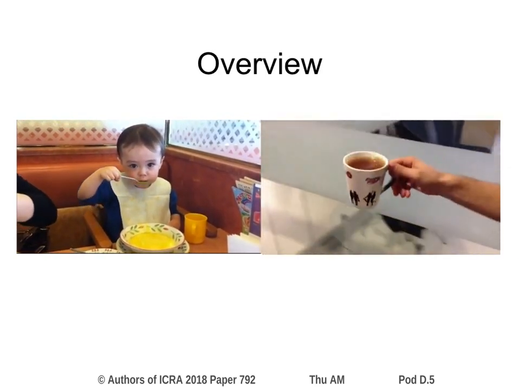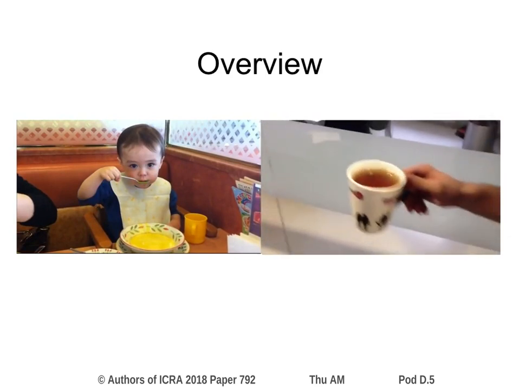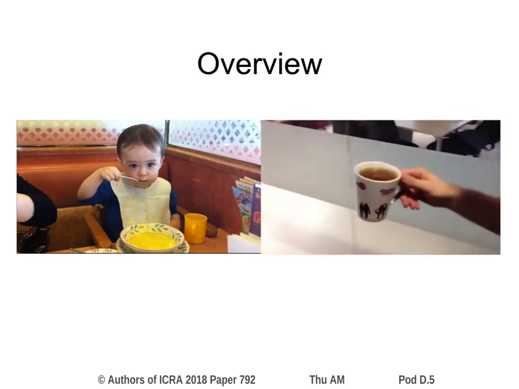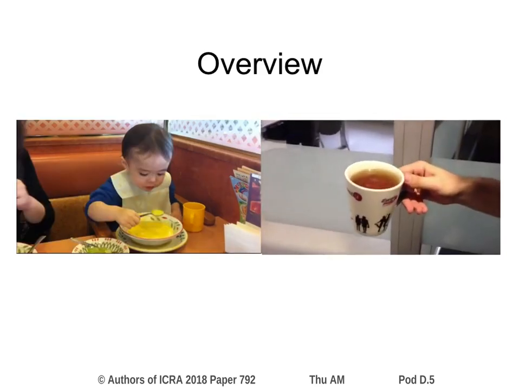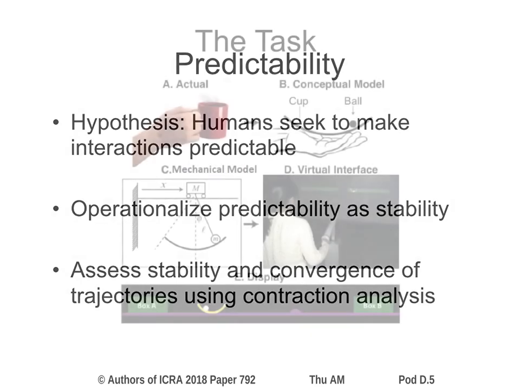It is commonly held that humans develop internal models of their own body and the objects in the environment. However, when these objects become unpredictable, how do humans manage this? We hypothesize that humans seek to make interactions predictable. Predictable interactions are operationalized by stable interactions. In this complex system, we use contraction analysis to assess stability or convergence of trajectories in state space.